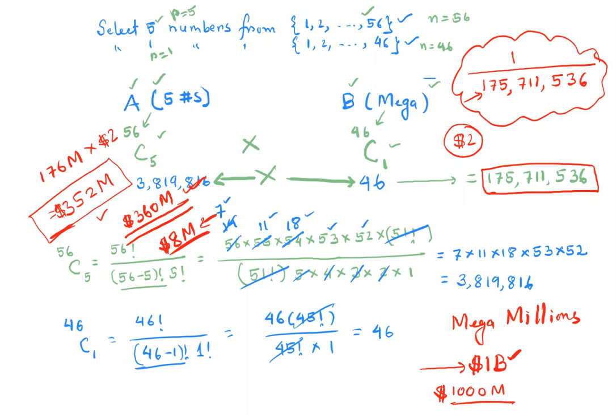You could buy all the lottery tickets at $2 a piece. And if you buy 175,711,536 lottery tickets, it is going to cost you roughly about $352 million or slightly less. And you are guaranteed to win. If you buy out all these tickets, there is no way you're not going to win. You will be winning for sure. You will be winning the amount.